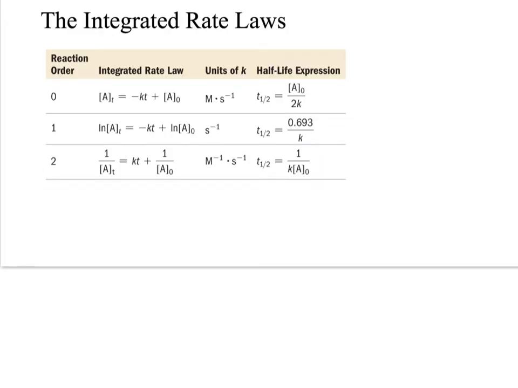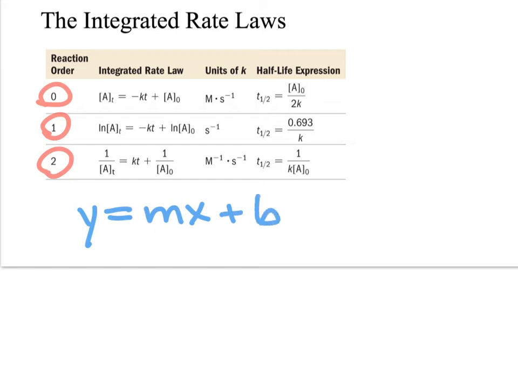These are the three different integrated rate law sets for zero order, first order, and second order. Remember that these will fit the pattern y is equal to mx plus b. Y being a point on the y-axis, x a point on the x-axis, m is slope, and b is the y-intercept.